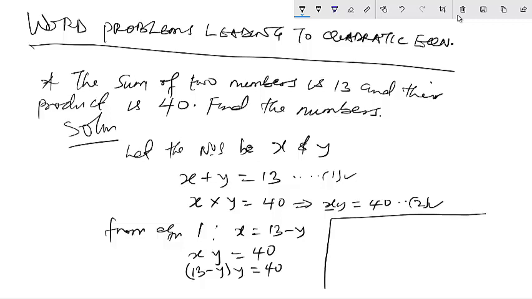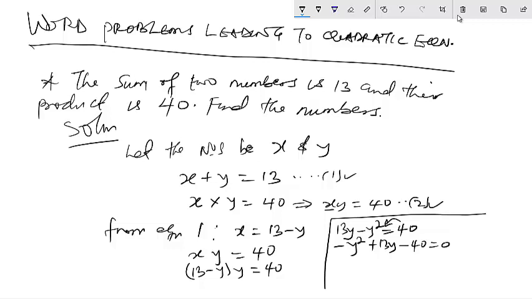Let me use a smaller portion here. So this is my equation 2, and I've simplified it by putting the value of my x in equation 2. 13 times y is 13y, minus y multiplied by y, that's minus y squared, equals 40. If we rearrange this, you will get minus y squared plus 13y minus 40 equals 0, because you bring everything to one side so that you can have your quadratic equation.